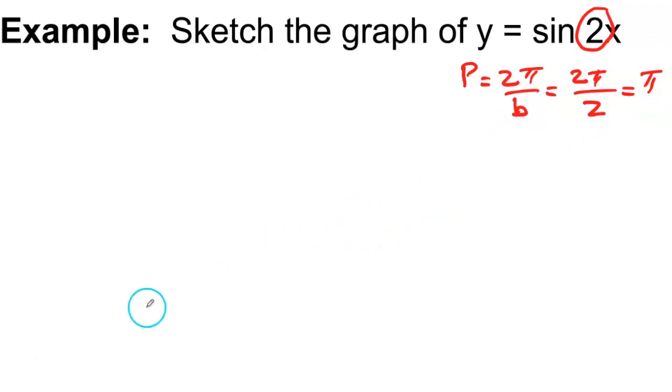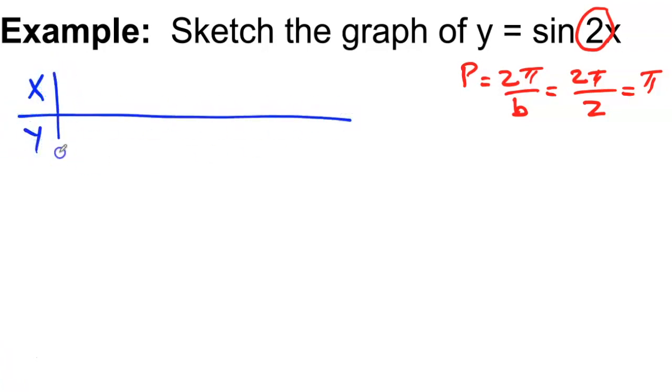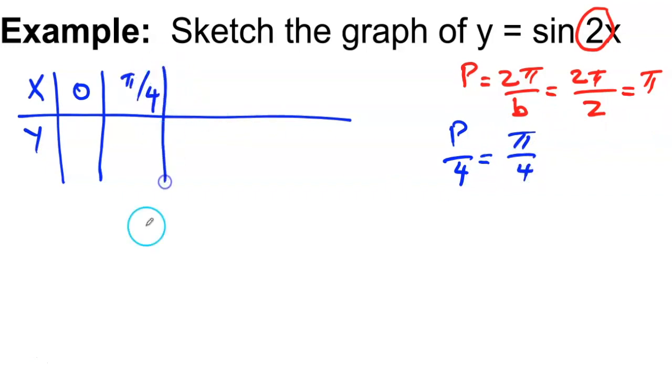Alright, next, I need to find the increments. To find the increments, basically I'm looking for my table of values. My first value is 0, and my next value depends on this. Whatever your period is, you're going to divide it by 4, and that's your first increment. So in this case, the period of the function is pi, divided by 4 gives me pi over 4. Remember, we're looking for 5 critical points.